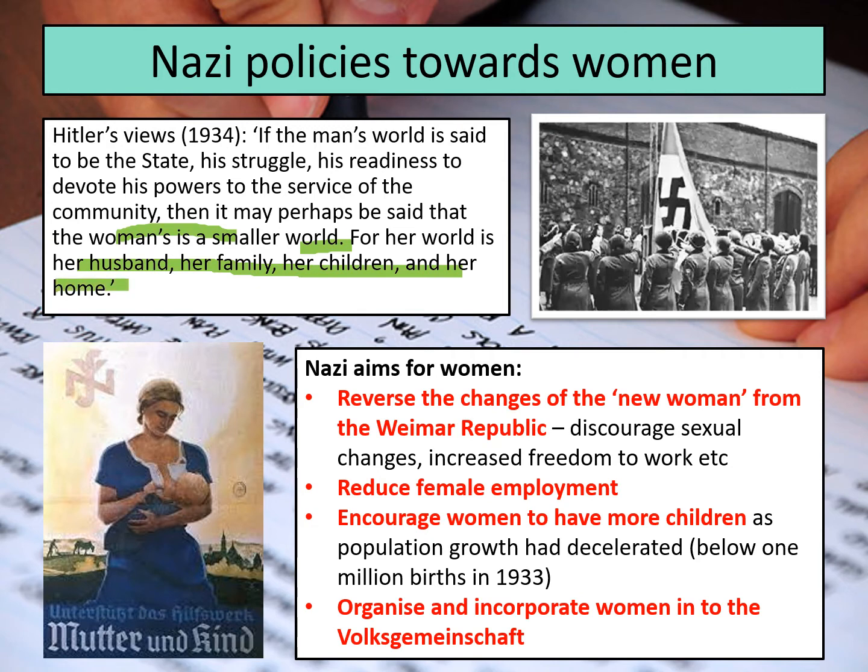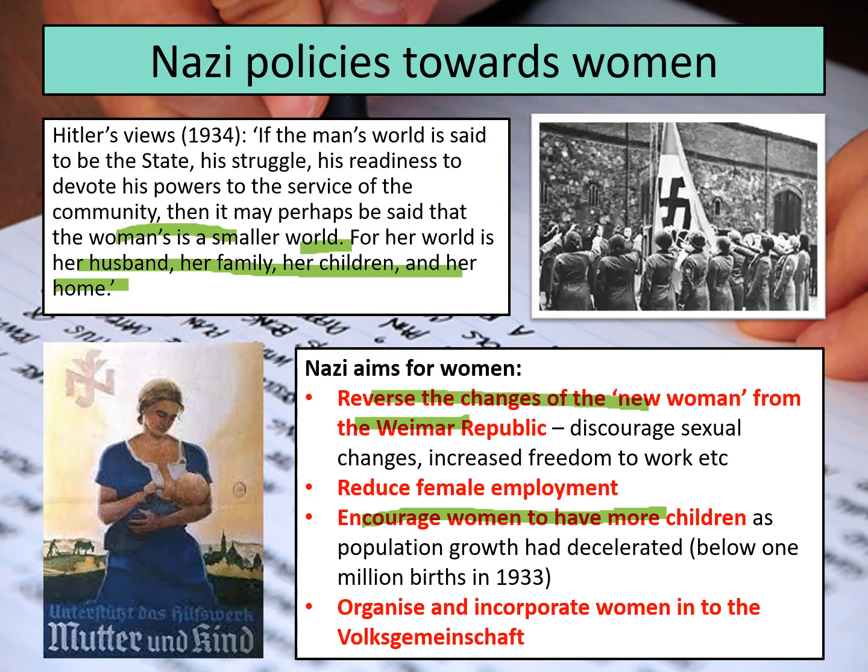Now, the really crucial policy towards women is the idea that they wanted women to have more children because they were worried about the declining birth rate. But lots of the other aims fit into this same aim of trying to get women to have more children. First of all, they wanted to reverse the changes of the new woman from the Weimar Republic. For instance, the new woman was supposed to be sexually free, and they encouraged the use of contraception much more during this period.